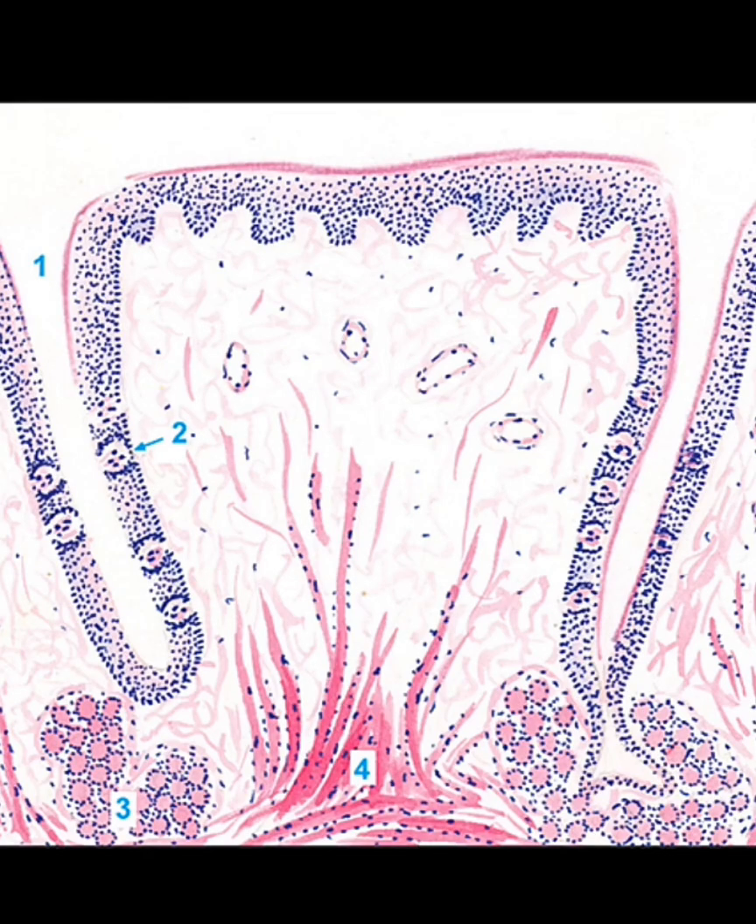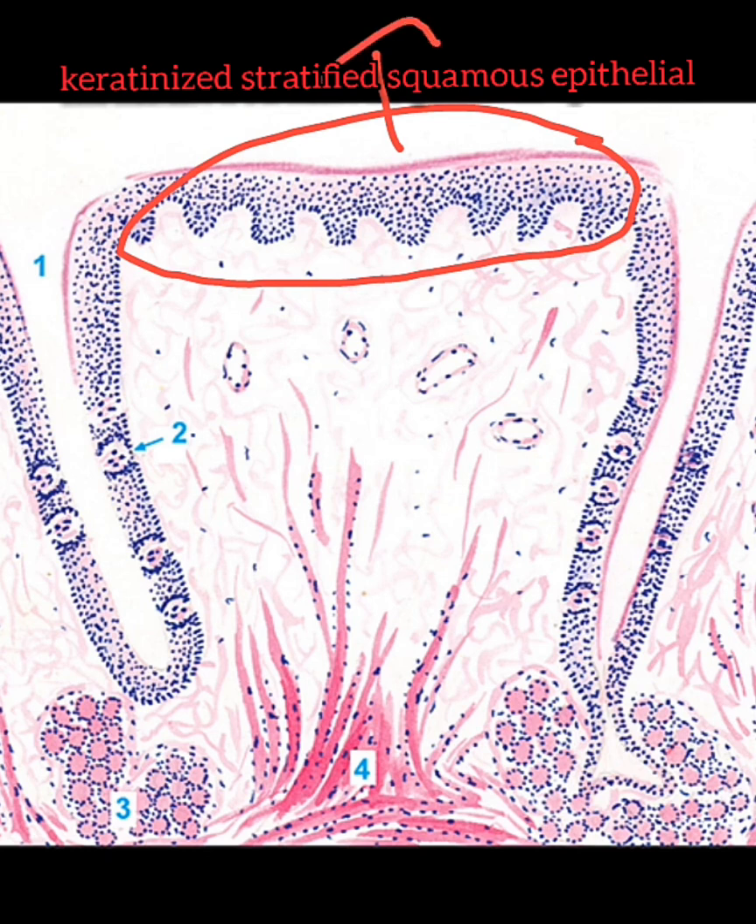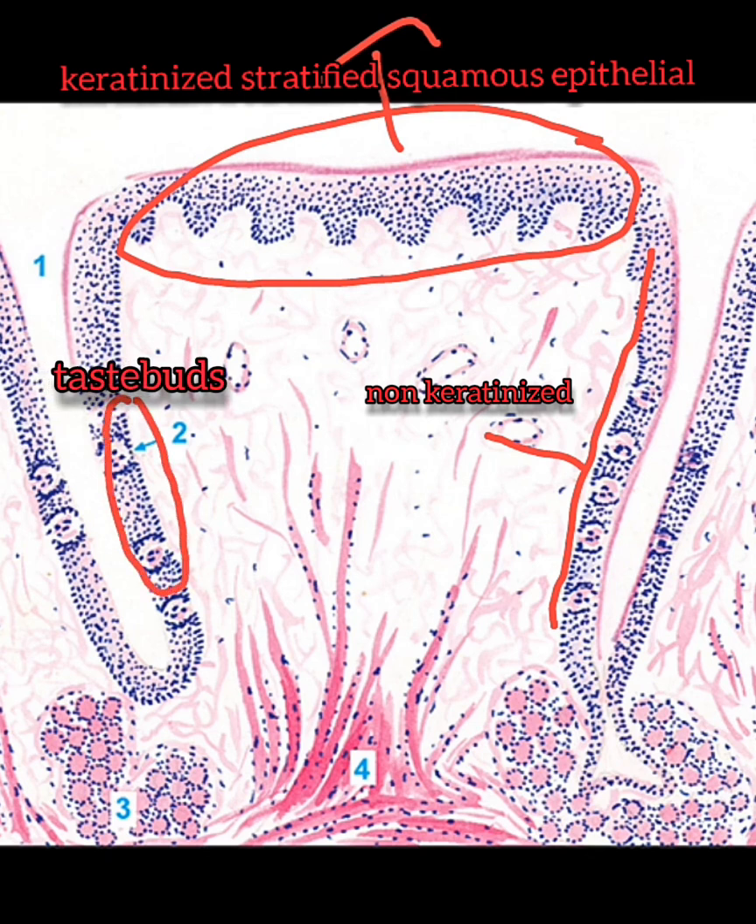If you see the histology of the circumvallate papilla, this is the superficial surface, and it has keratinized stratified squamous epithelium, while the lateral surface here has non-keratinized stratified squamous epithelium. Taste buds are present on the lateral sides as seen here, and the main characteristic of this papilla is the presence of minor salivary glands called von Ebner's glands. So these are the von Ebner's glands.